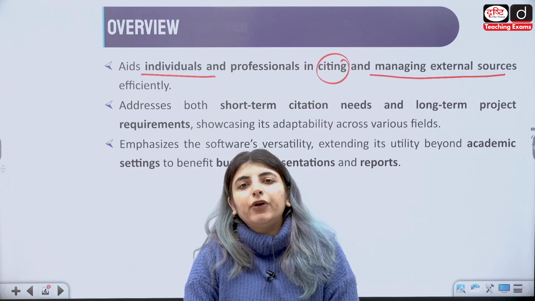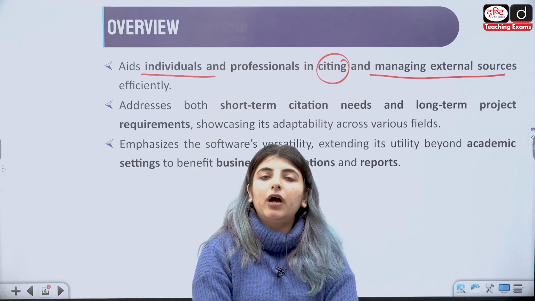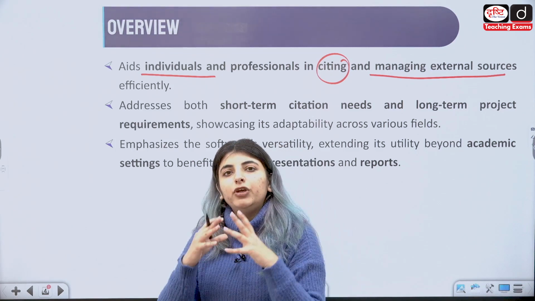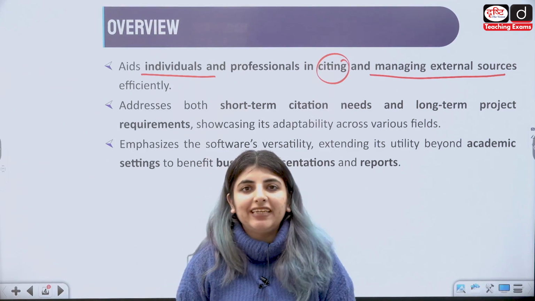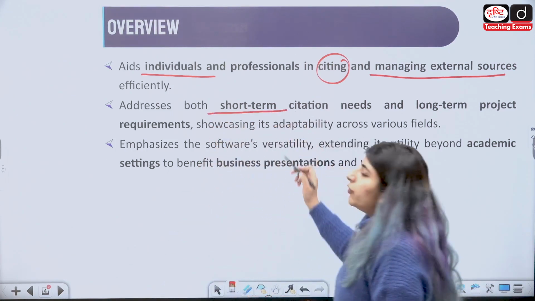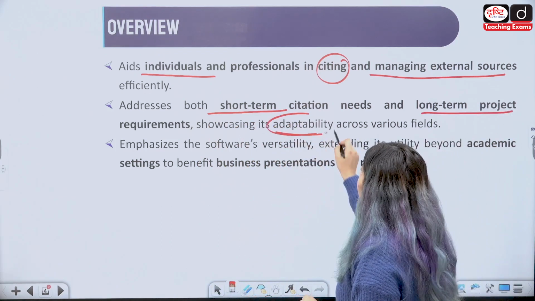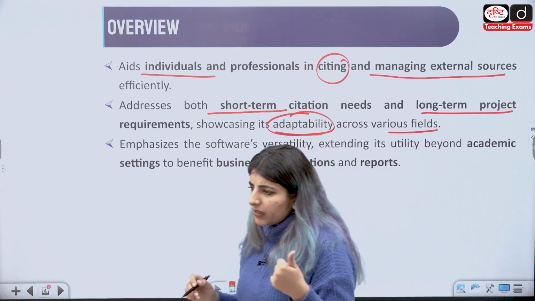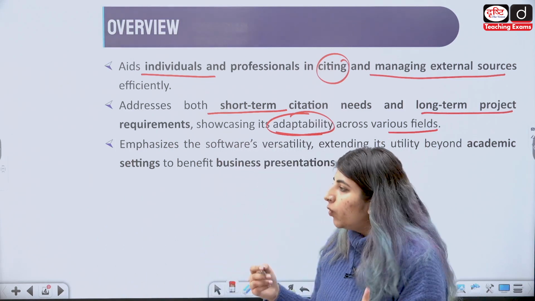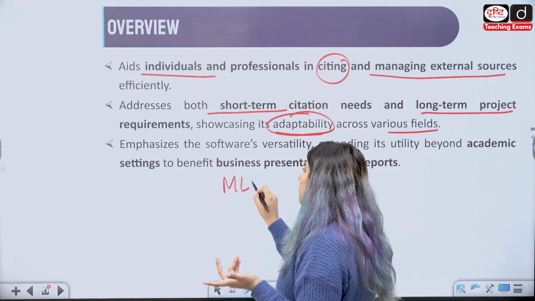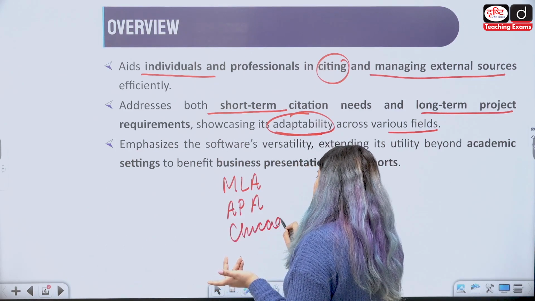The evidence that you are going to use could be any book, any article. So how you give due credit to the author of that particular essay, book, etc. is what is known as citation. So it addresses both short-term citation needs and long-term project requirements, showcasing its adaptability across various fields. There are multiple ways of referencing or citing articles; the three major ones are MLA, APA and Chicago style of referencing.